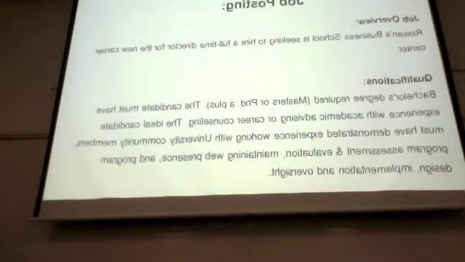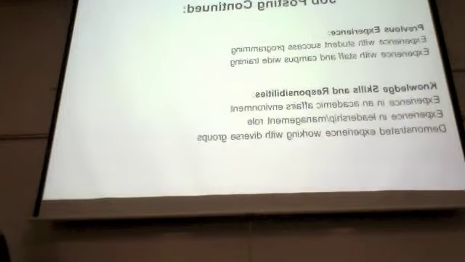This is the job posting that we will be making a selection matrix for. Rowan's Business School is seeking to hire a full-time director for the new career center. A bachelor's degree is required. The candidate must have experience with academic advising or career counseling. The ideal candidate must have demonstrated experience in working with the university community members, experience with student success programming, experience with staff and campus-wide training, experience in an academic affairs environment, leadership and management roles, and demonstrated experience working with diverse groups.